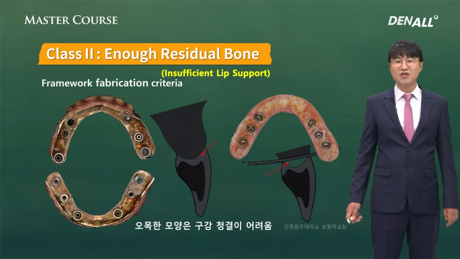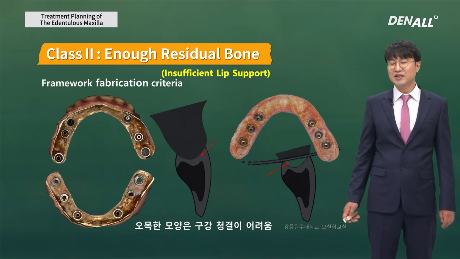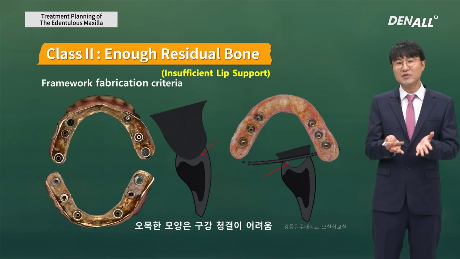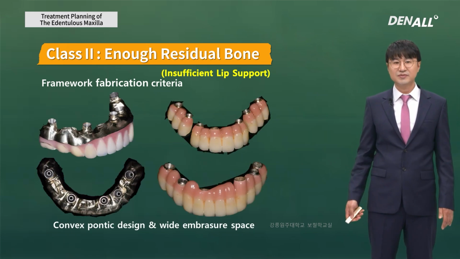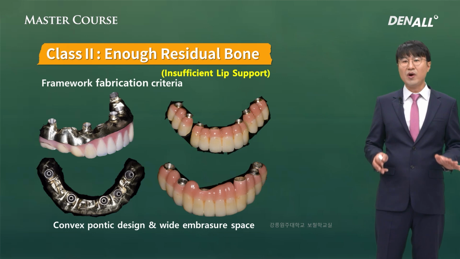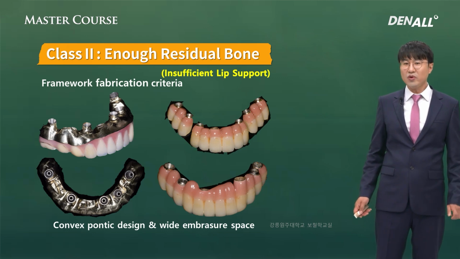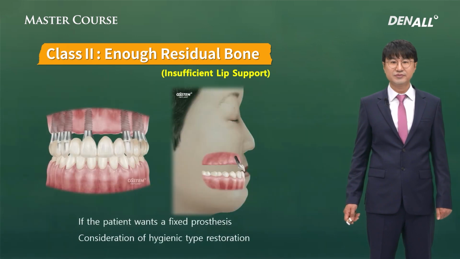And if it's a concave shape, oral hygiene maintenance will be very unfavorable. So you have to avoid that. If it becomes concave, then plaque will accumulate and cannot escape. For the hybrid type, if you use that prosthesis, then a convex pontic design and a wide embrasure space are the two things you have to remember. It's very important, 2 points.